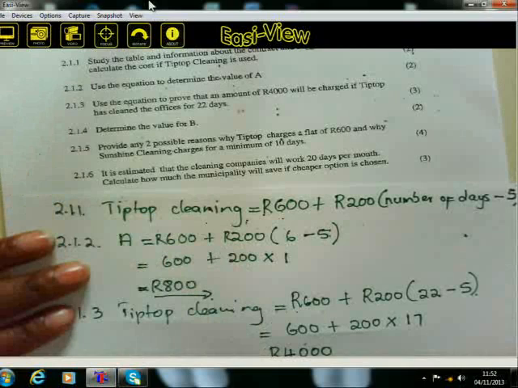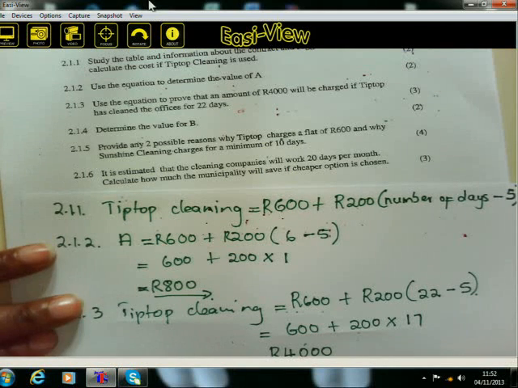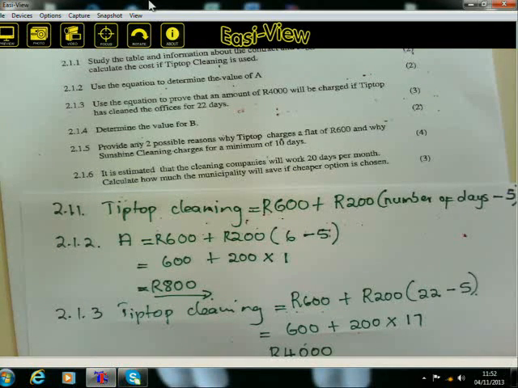And then 2.1.5, provide any two possible reasons why Tip Top charges a flat rate of 600 and why Sunshine Cleaning charges for a minimum of 10 days. Any possible reason. But please make sure that you understand the context of the question. I think in this case they are asking why are the two companies making sure that at the end of each and every month there is a money coming to the company. Make sure that you understand the context. Any two possible reasons why Tip Top and Sunshine are making sure that they get money at the end of each and every month?